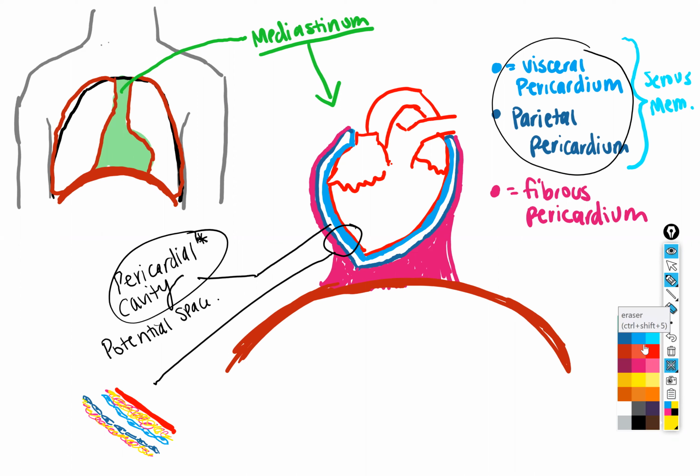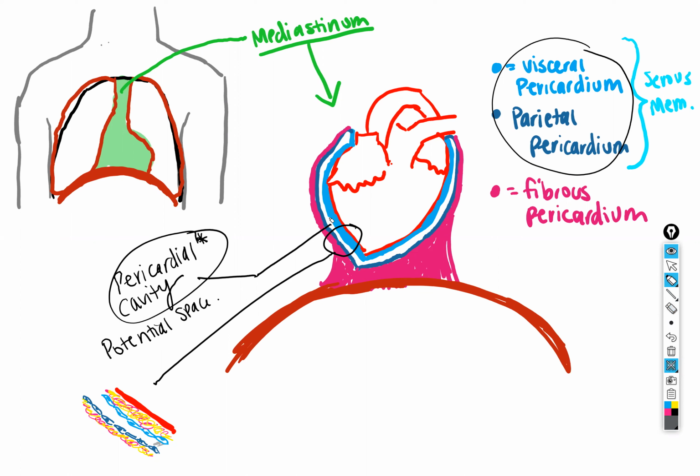The reason we call it a potential space is because both of these two layers, the visceral and parietal serous pericardium, secrete a transudate that is a thin, watery fluid. And what color do I want to make my thin, watery fluid? I've run out of blues, so why don't we do gray? I'm avoiding making it green because that implies an infection and I don't want to do that. So they're not connected to each other, which means they can slide smoothly past each other.